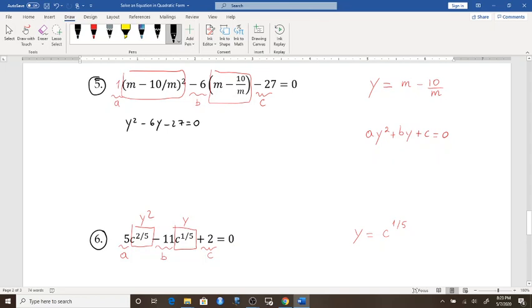Here instead, for the second problem, the equation becomes 5y squared minus 11y plus 2 equal to 0, so you solve for y, you get two solutions, two numbers, and then you set these two numbers equal to c to the power of 1 over 5. You take the fifth root on both sides of that equation, and you will be able to solve for c.